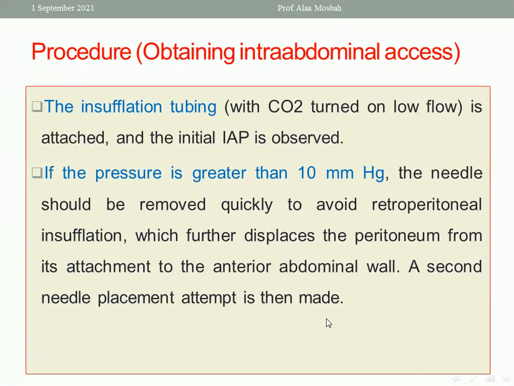The insufflation tubing with CO2 is attached and the initial intra-abdominal pressure is observed. A pressure greater than 10 millimeters of mercury means that you are not intraperitoneal. You may be subcutaneous. So you should remove the needle immediately and stop flow. Okay? Because you may cause emphysema. Then try another replacement of the needle.